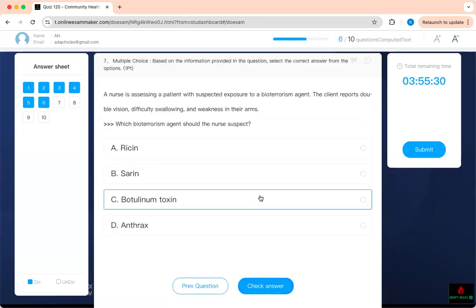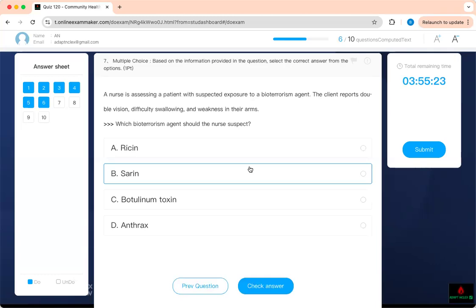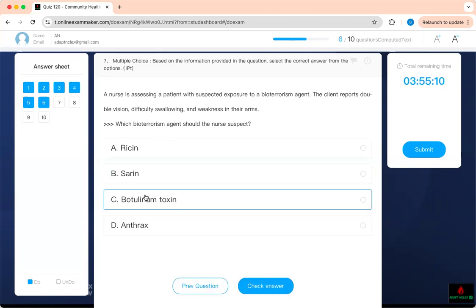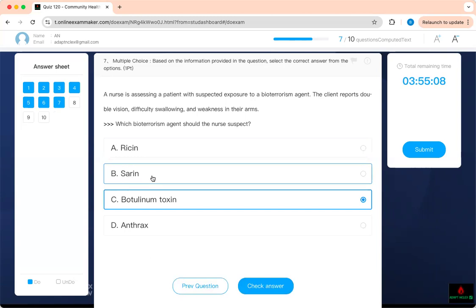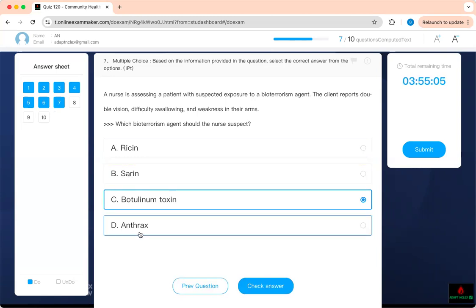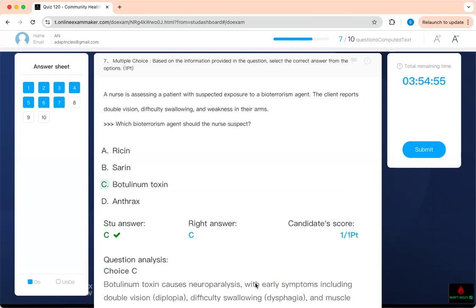Which bioterrorism agent should the nurse suspect? A nurse is assessing a patient with suspected exposure to a bioterrorism agent. The client reports double vision, difficulty swallowing, and weakness in the arm. Test-taking strategy: all of this is neurological. Which of these organisms causes neurological problems? Botulism. Ricin and sarin don't cause this. Anthrax usually causes cutaneous, lung, and GI problems. There are three types of anthrax: cutaneous, pulmonary, and GI anthrax. Botulism is the problem.